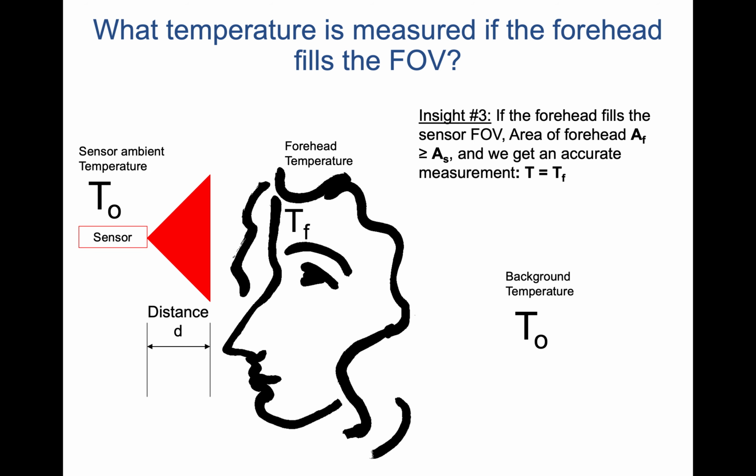So, what's the temperature that we measure if the forehead fills the field of view? We move the person close enough to the sensor so that the distance d is small enough so that the whole field of view is filled by the forehead. The sensor's at an ambient temperature of T0, the background is at an ambient temperature of T0, and the insight we have is that if you have a uniform field of TF that fills the area of the sensor, then we get an accurate measurement, that T is equal to TF. The measured sensor temperature is the forehead temperature.